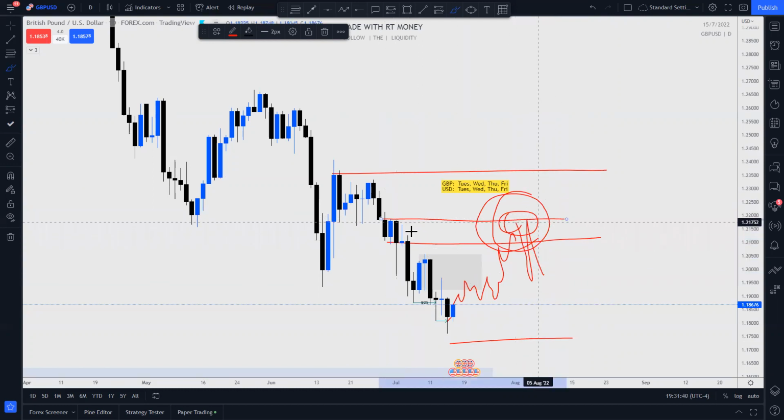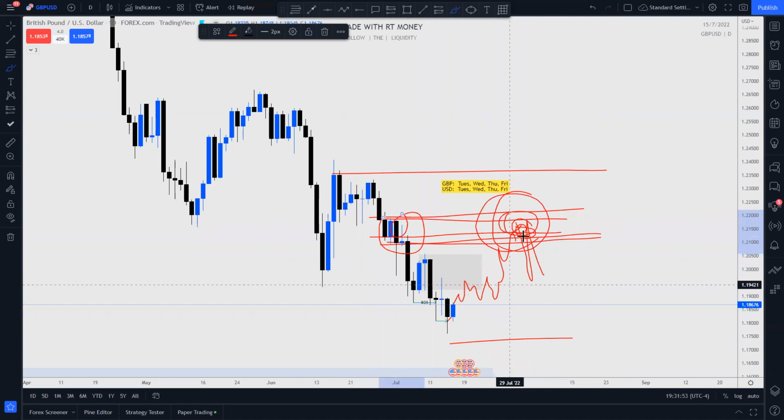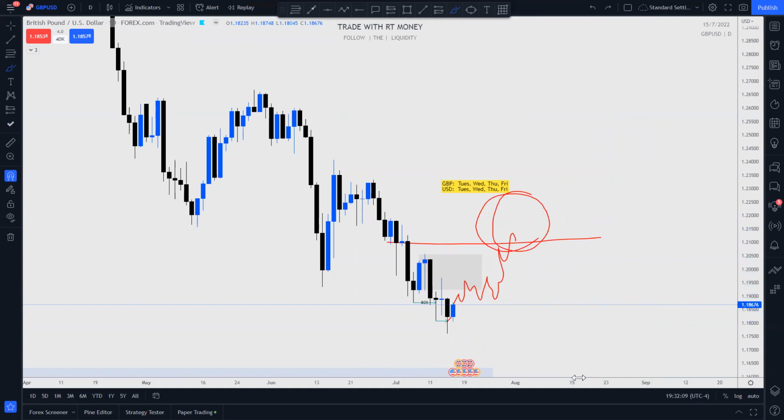So I'll look for a zone like so, where this 4 hour supply coincides with a 1 hour supply within this 4 hour supply. Then I'll go down to the 15-minute for a confirmation. A 15-minute zone of supply within the 1 hour, within the 4 hour. Got it? And then I'll look for an entry for a short on the 5 or 1 minute time frame, but that's a whole different thing.